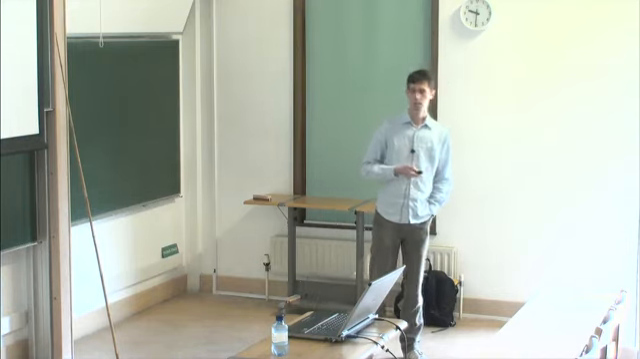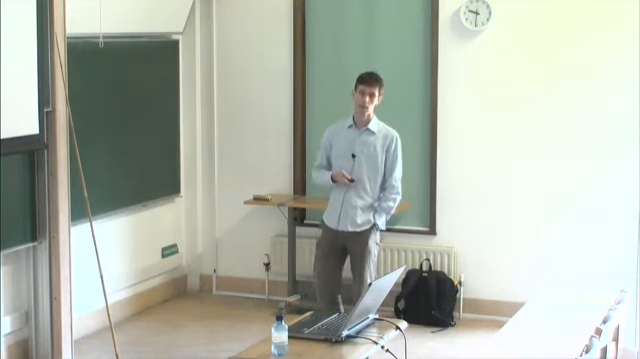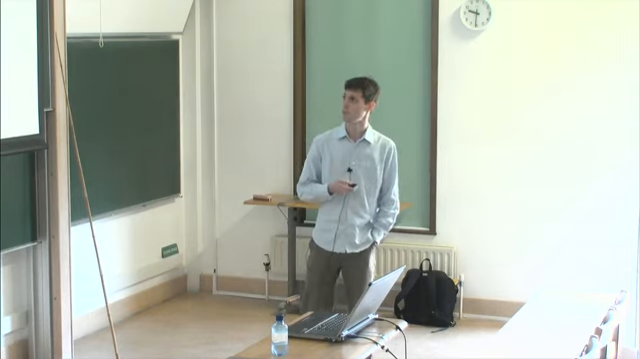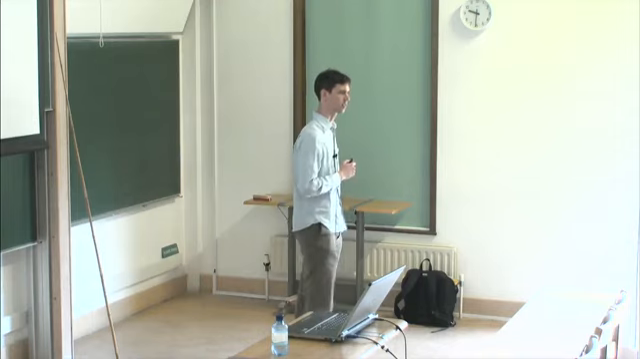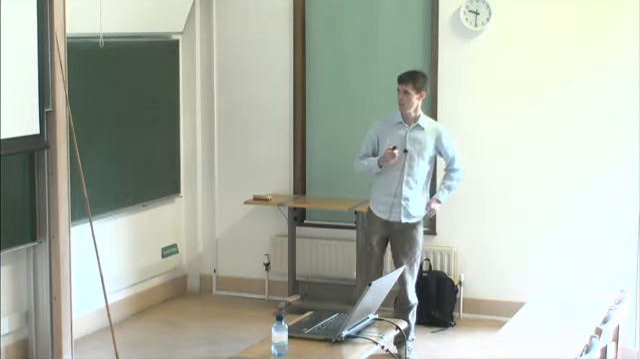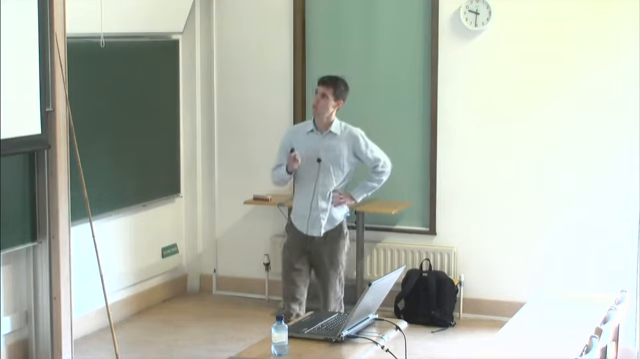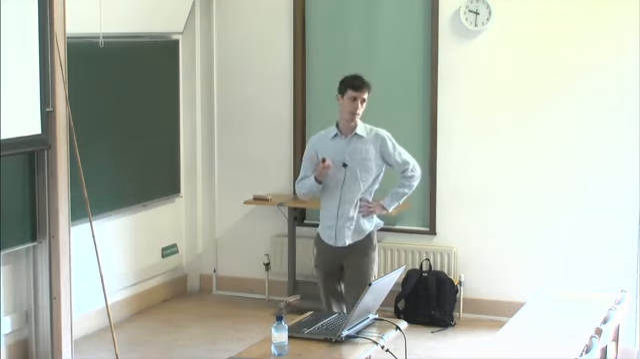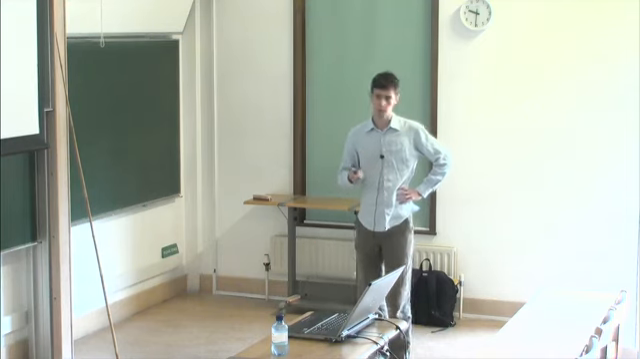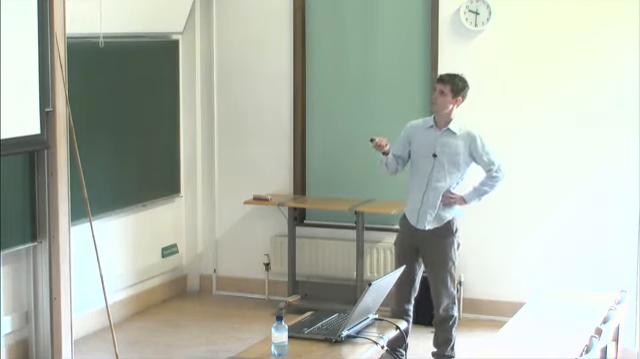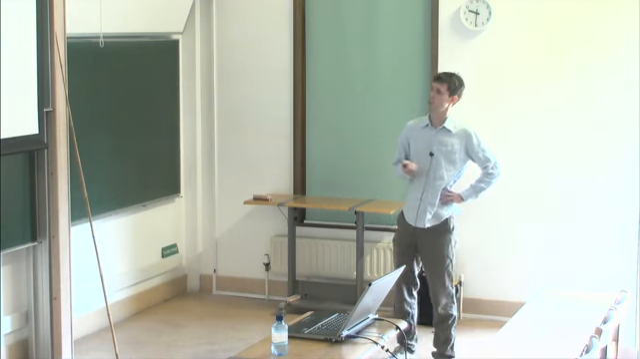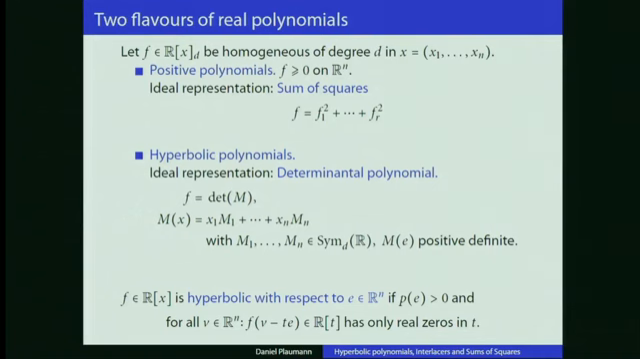And the second kind of polynomials is the hyperbolic polynomials. So if you've been to Tim's talk, you're certainly familiar with those. The ideal representation of a hyperbolic polynomial is the determinant of a linear symmetric matrix pencil which is somewhere positive definite. So you have symmetric matrices M1 to Mn, and some point where the linear pencil spanned by M1 to Mn is definite, and then you take the determinant.